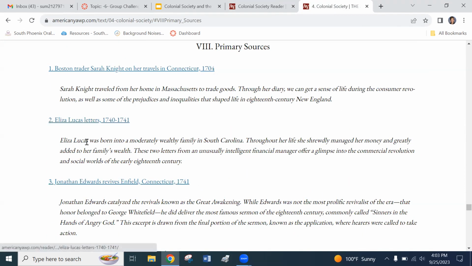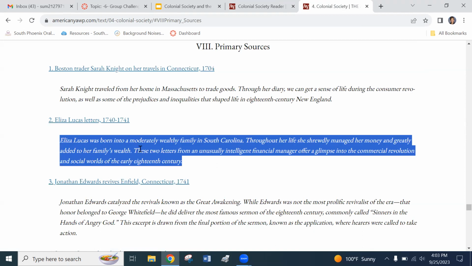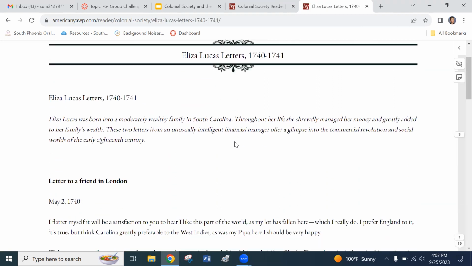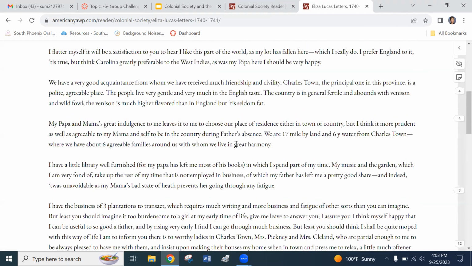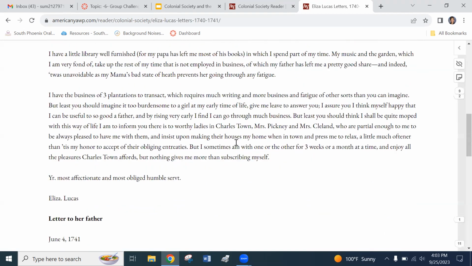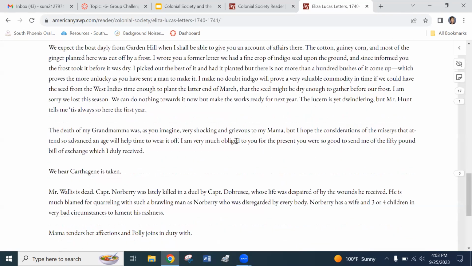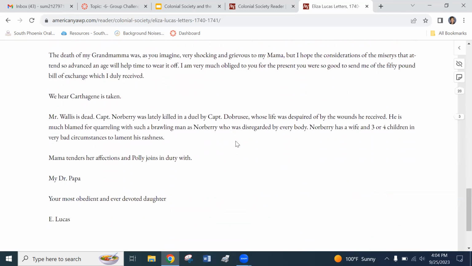Eliza Lucas, right here, a woman born to a moderately wealthy family in South Carolina. Throughout her life, she shrewdly managed her money and greatly added to her family's wealth. These two letters offer an unusually intelligent financial manager, a glimpse into the commercial revolution and social worlds of the 18th century. Okay, this looks interesting. So what if I were to read this? What I would find is that Eliza writes something later. You just read it, look through it, see if you think that this fits your definition.